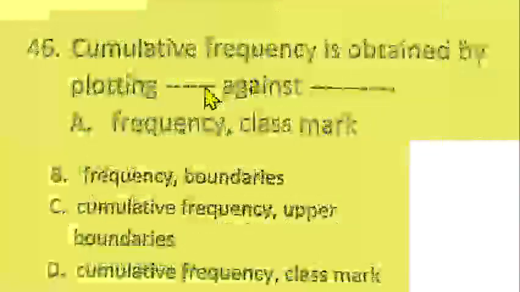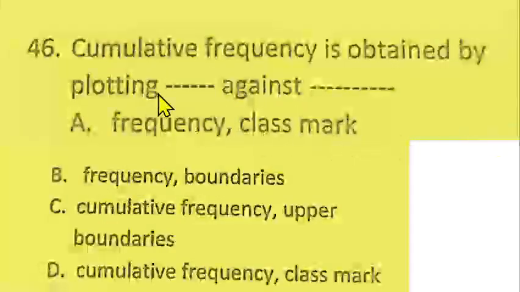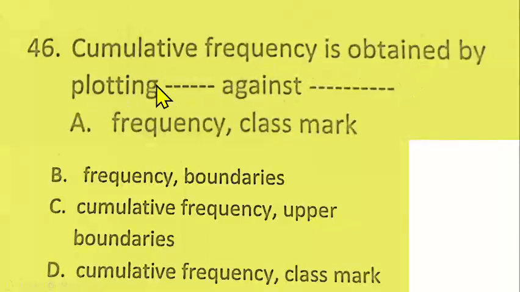Question number 46 is from statistics. Cumulative frequency is obtained by plotting dash against dash. We have frequency and class mark, frequency and class boundary, cumulative frequency and upper class boundary, cumulative frequency and class mark. So the cumulative frequency curve, which is the ogive, is plotted using cumulative frequency against upper class boundary, which is option C.